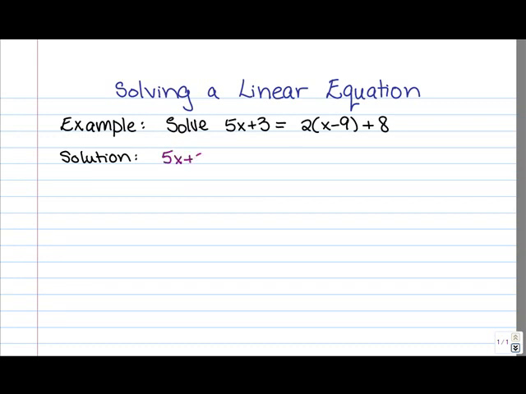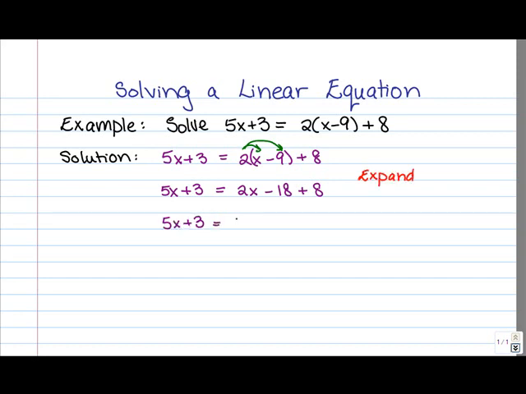First of all, let's begin by simply writing out what the equation is. So now our first step is on the right-hand side. Let's go ahead and expand the 2 through to multiply the x and the negative 9. And let's simplify as much as we can. So the left-hand side is unchanged. On the right, we get 2x minus 2 times 9, which is minus 18, and then we still have the plus 8. So all we've done so far is we've expanded.